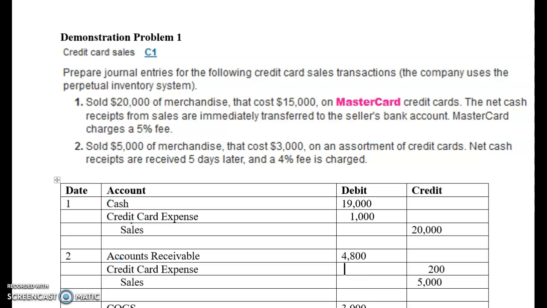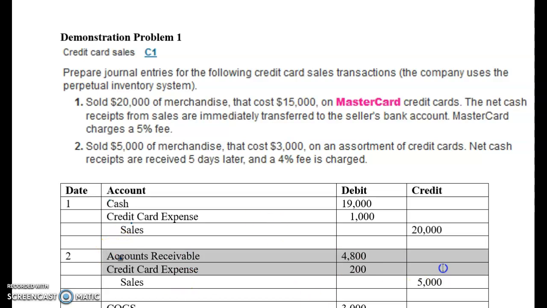I made a mistake. Probably looking at your copy you thought, that 200 is not there on my copy. Sorry. All right, so credit card expense is $200, and sales are $5,000 and accounts receivable is $4,800, just like you read it.